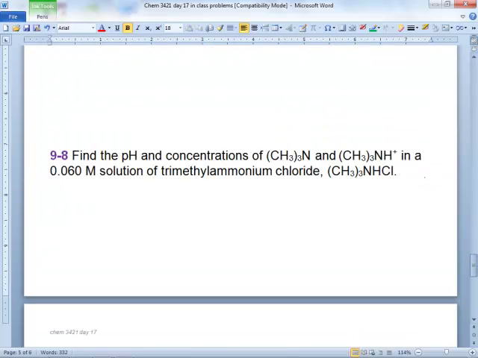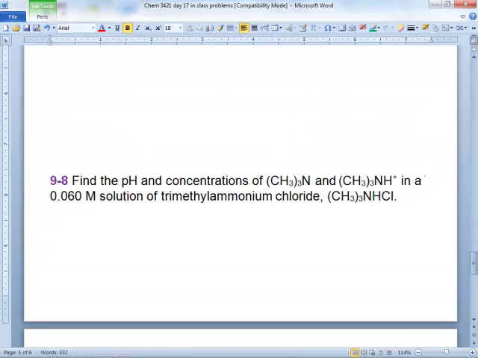Man, we're missing 9.8. We're missing the Ka. 1.58 times 10 to the negative 10. That should be in there. Otherwise, you have to look it up.